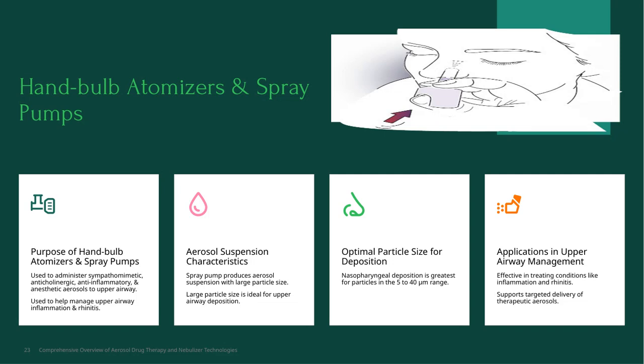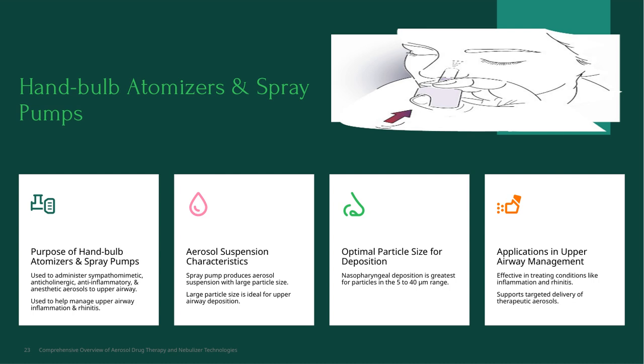Now, let's take a closer look at the purpose of hand bulb atomizers and spray pumps. These devices are primarily used to deliver medications like sympathomimetics, anticholinergics, anti-inflammatories, and anesthetics directly to the upper airway. Their main role is to help manage conditions such as upper airway inflammation and rhinitis, providing targeted therapy where it's needed most. When we consider the aerosol suspension they produce, you'll notice that spray pumps tend to generate larger particles.